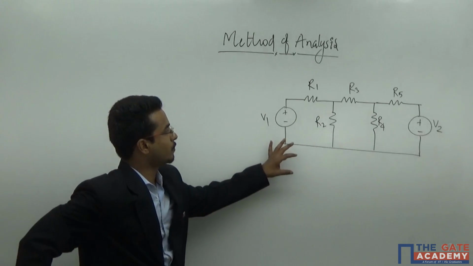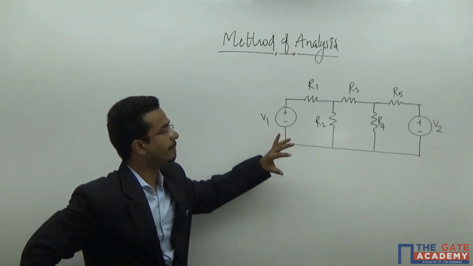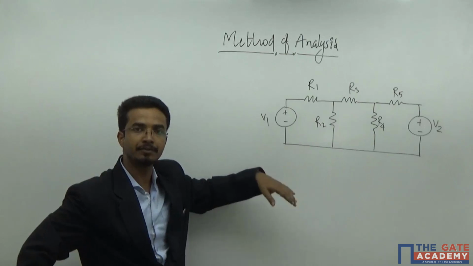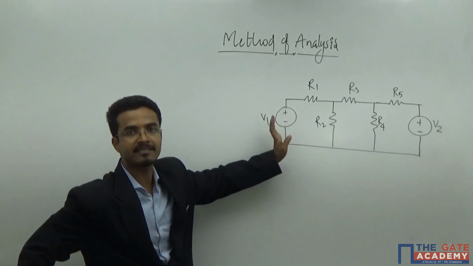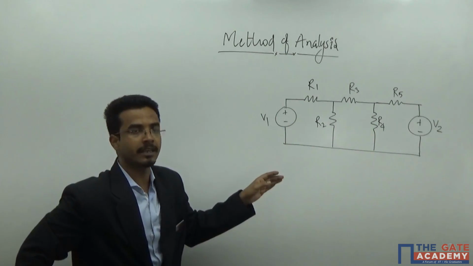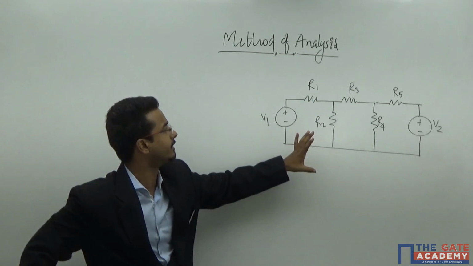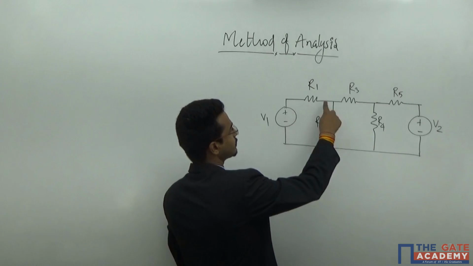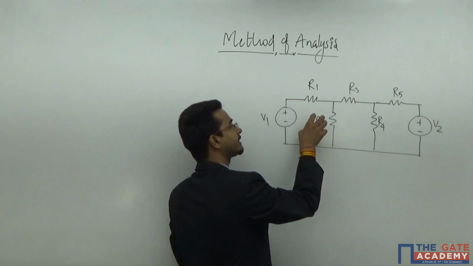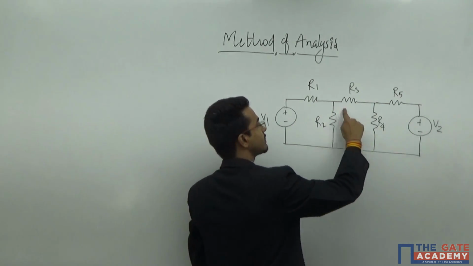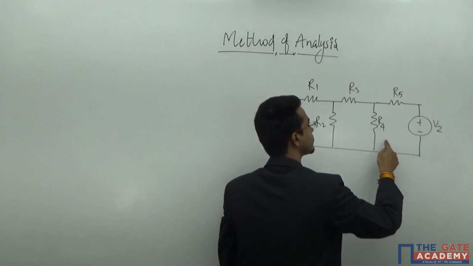Now this is a network where I will write down the mesh equations, and after the solution of the equations you will get the value of the mesh currents. But the first thing is to identify the number of meshes. How many meshes are here? Here this is one mesh because inside this there is no other loop. The second mesh is this and the third mesh is this.